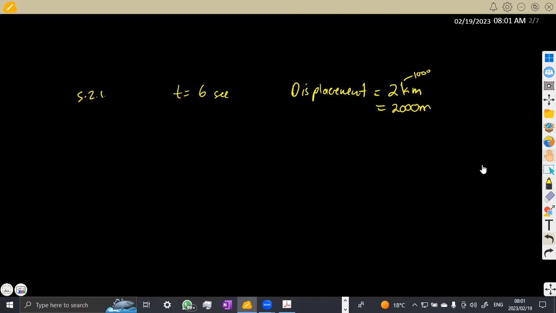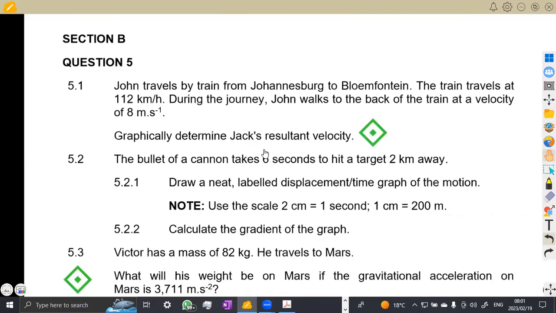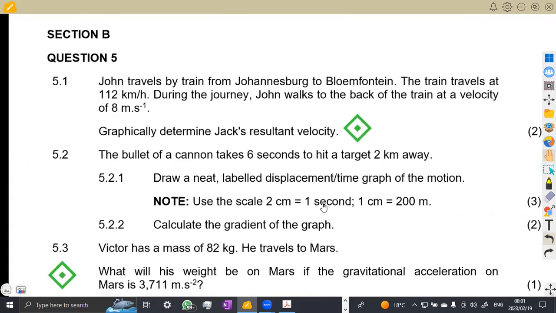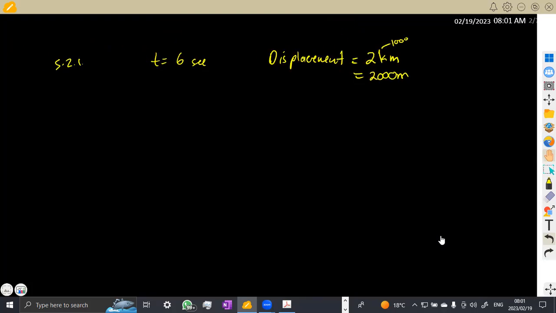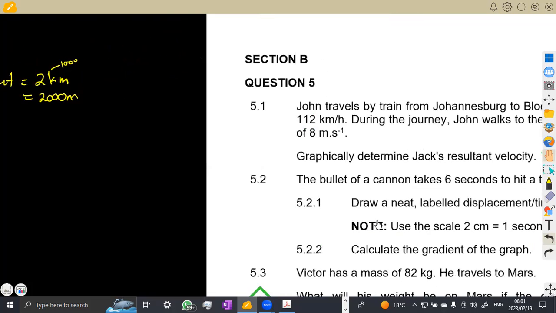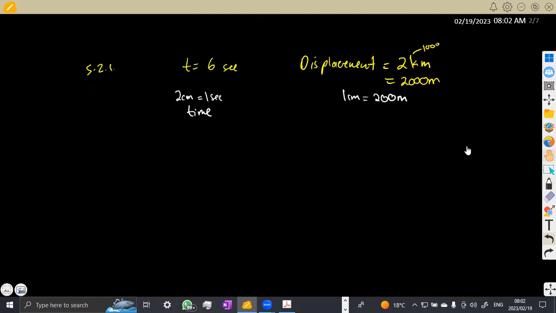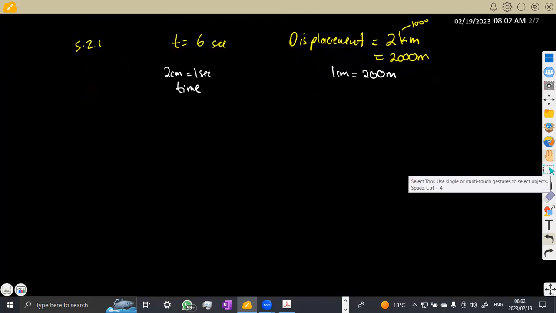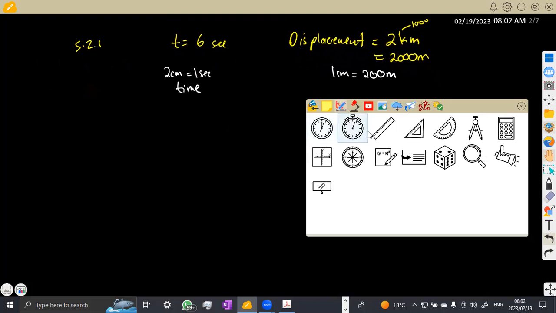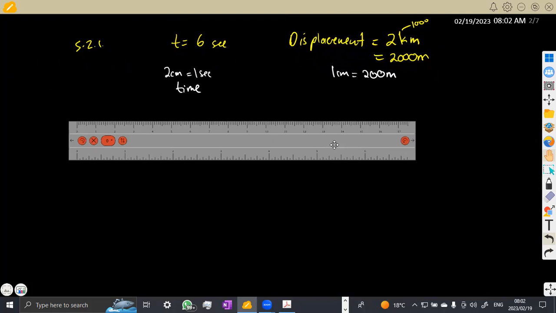All right. If we are to check, we have got a scale that we are given: 2 centimeters to represent 1 second, 1 centimeter to represent 200 meters. So let's start with 2 centimeters versus 1 second. According to time, 2 centimeters is going to represent 1 second. So this is for time. Then for displacement, 1 centimeter is representing 200 meters. I'm just going to show you a sketch of what it was supposed to look like, but you are supposed to draw this accurately, because we have got the given units, the given scale and everything.